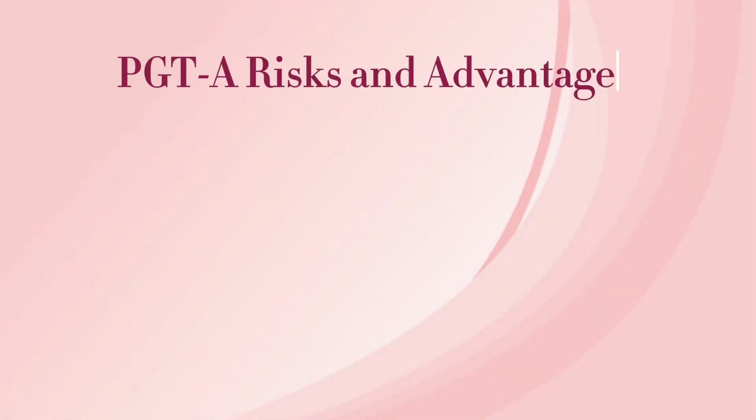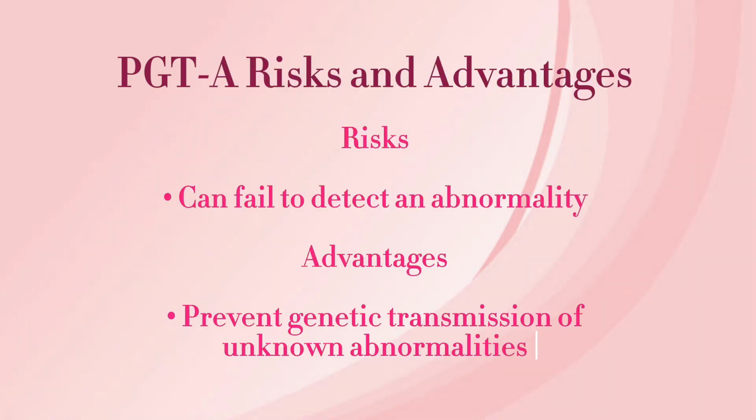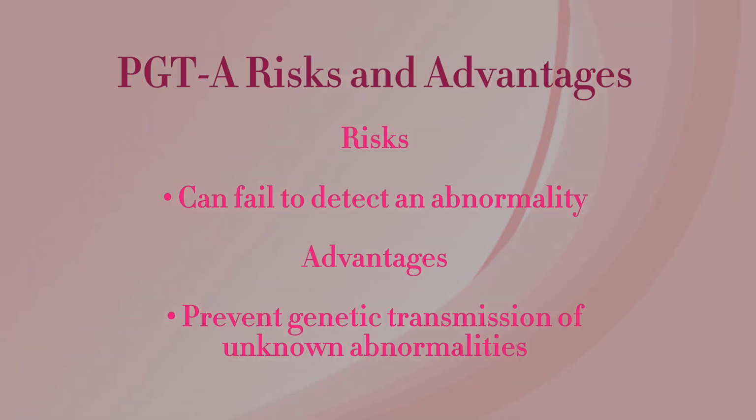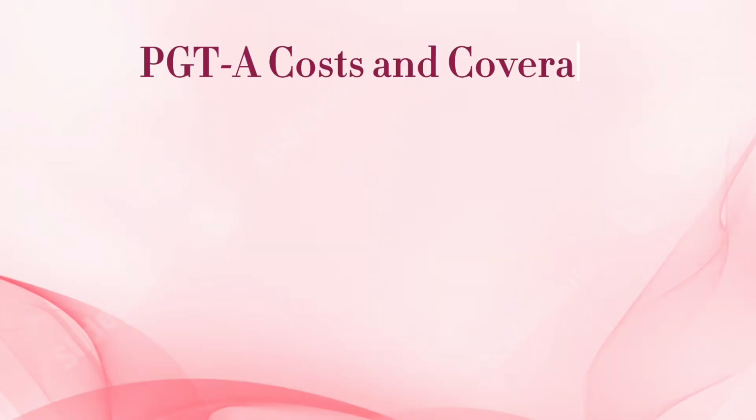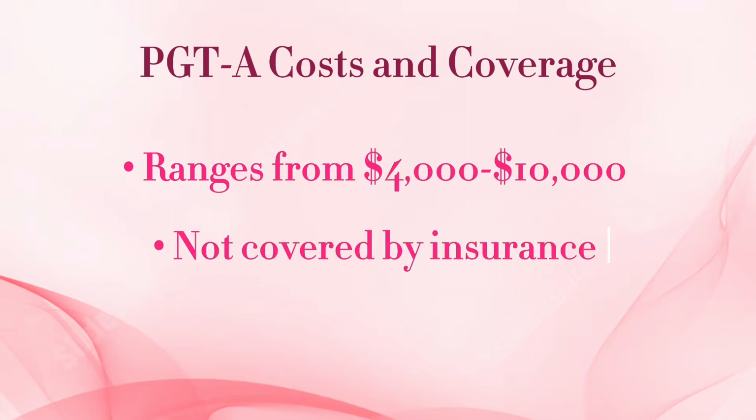So PGT-A does come with risks and advantages, and while it doesn't risk the mother's health, it is known to carry some risks for the embryo. These tests are mostly accurate, however the test may give a wrong result by missing an abnormality or detecting that one is not there. However, some advantages could include improved embryo selection, optional gender selection, and prevention of transmission of unknown abnormalities. For costs, PGT-A ranges from $4,000 to $10,000 depending on the clinic and location, and similar to PGT-M, it's not covered by insurance.